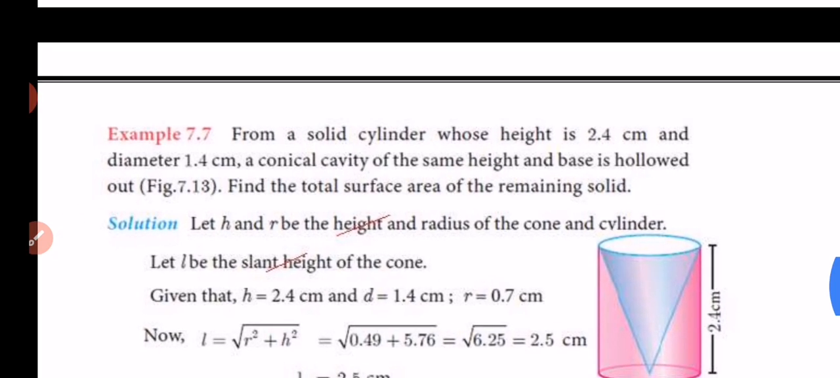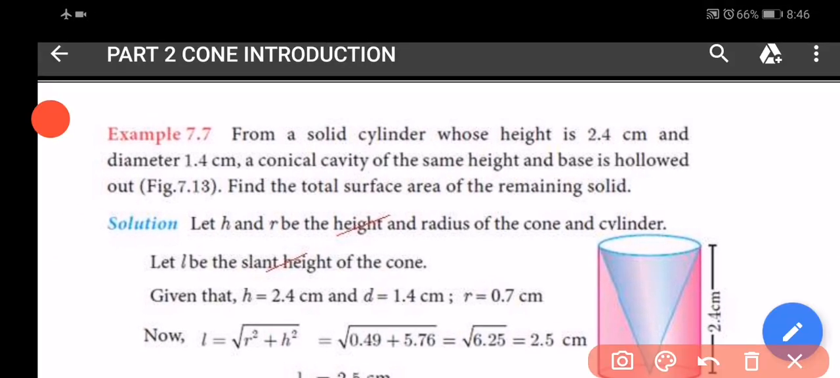In example 7.7, from a solid cylinder whose height is 2.4 centimeter and diameter is 1.4 centimeter, a conical cavity of the same height and base is hollowed out.